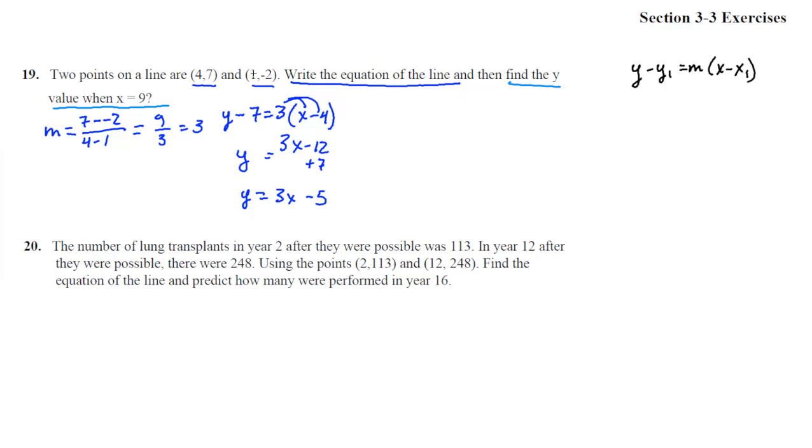We should also note that if we would have stuck 4 in for 7 and -2 in for 1 right there, we would have ended up with the same slope-intercept form of the line. Now we go on to the second part.